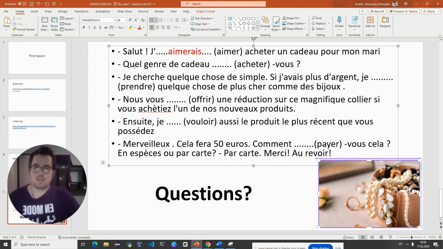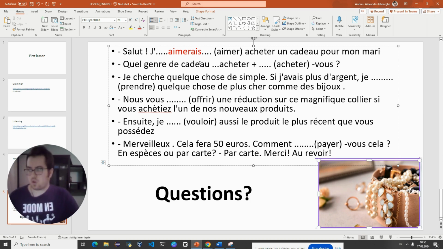Next. Quel genre de cadeau achetez-vous? Now, acheter is again a regular verb, so it will be formed in the same way. Acheter, plus the ending specific for the person. Now, which is the person? Which is the noun that refers to the one that's making this action of acheter, which means to buy, of buying.